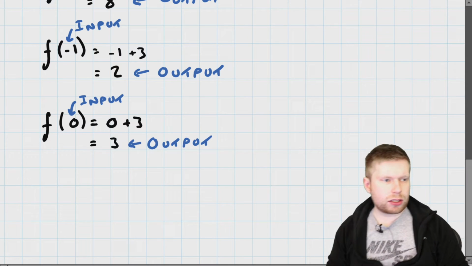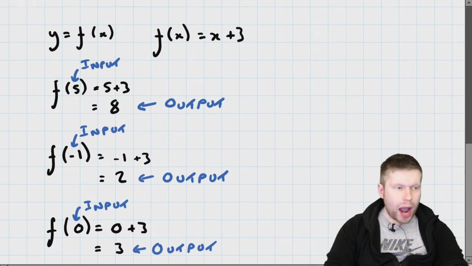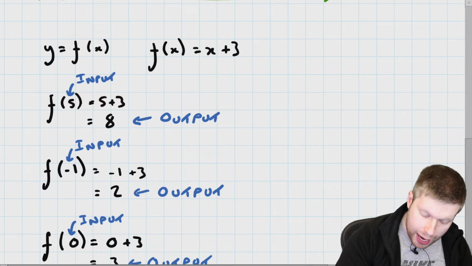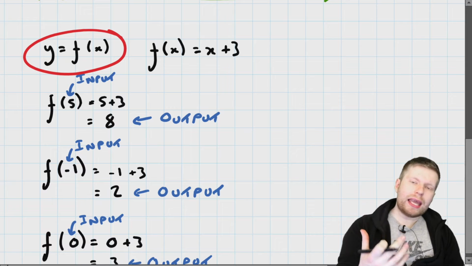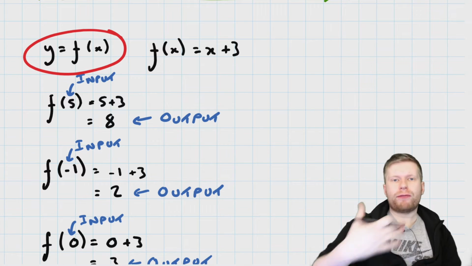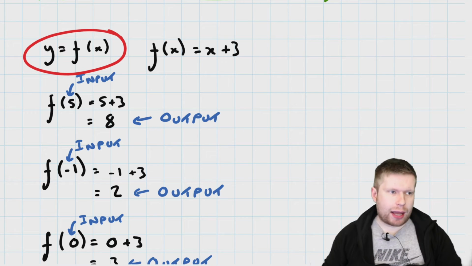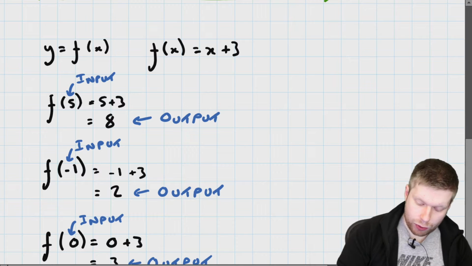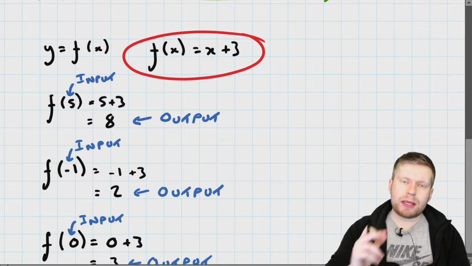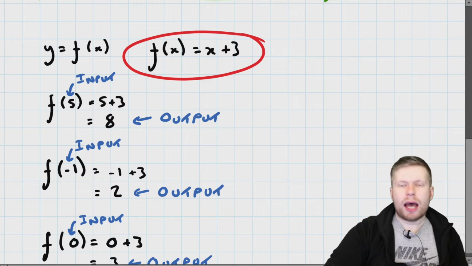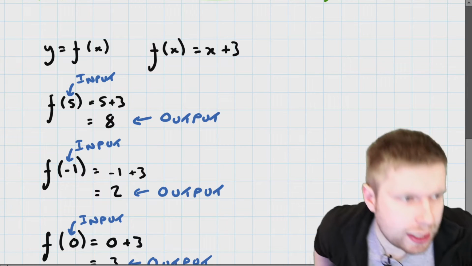Does that make sense? Okay, so the notation which I'm using, this y equals f of x business, just go over it again. This y equals f of x business is basically saying my output y is achieved by applying my function f to my input x. Okay, that's simply all that means, right? And the rule, my function, is just simply taking my input, which in this case is x, and adding 3. Okay, does that make sense to everyone?